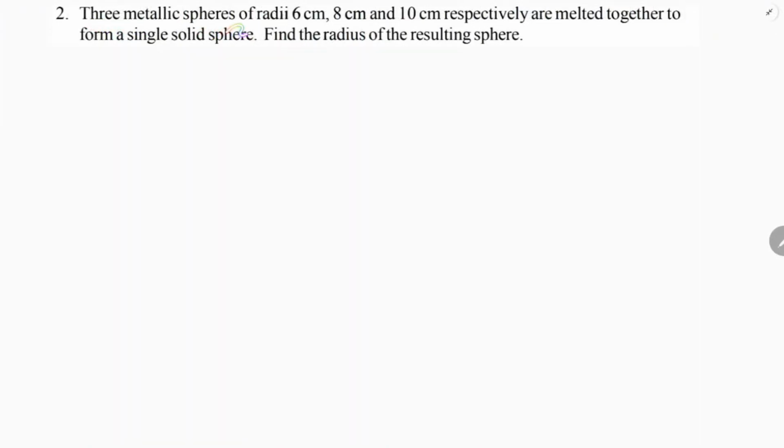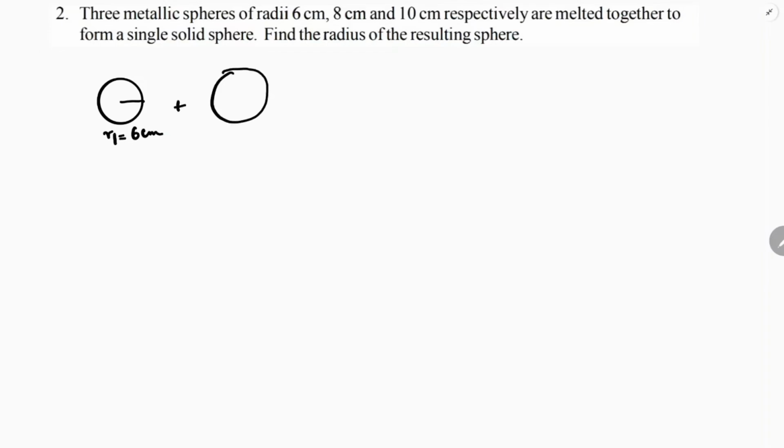3 metallic spheres of radii 6 centimeters, 8 centimeters and 10 centimeters respectively are melted together to form a single solid sphere. Find the radius of the resulting solid sphere. So now here, see 3 spheres of radius. I'll take the first one, I'll consider radius R1 as 6 centimeters.